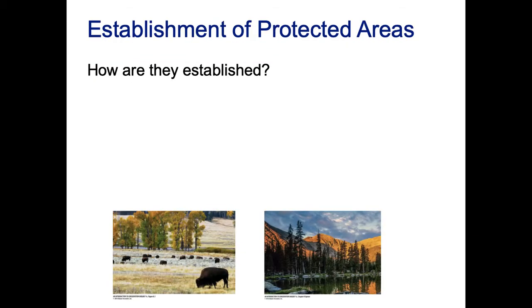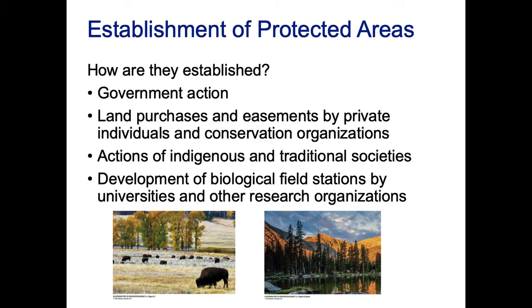So, how are protected areas established? There are a few different ways. They can be established through government action, land purchases and easements by private individuals and conservation organizations. An example of this is the Nature Conservancy buys lots of properties and conserves a lot of land. They are one of the nonprofits that really own a decent amount of land, and they do these easements, which is still owned by a private individual, but they're protecting it for conservation.